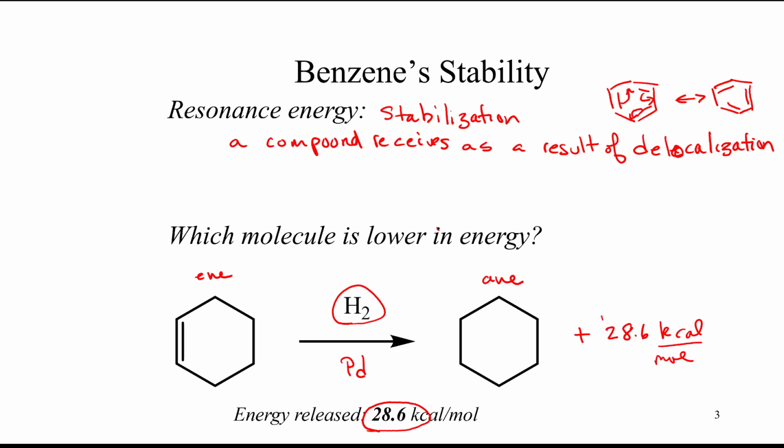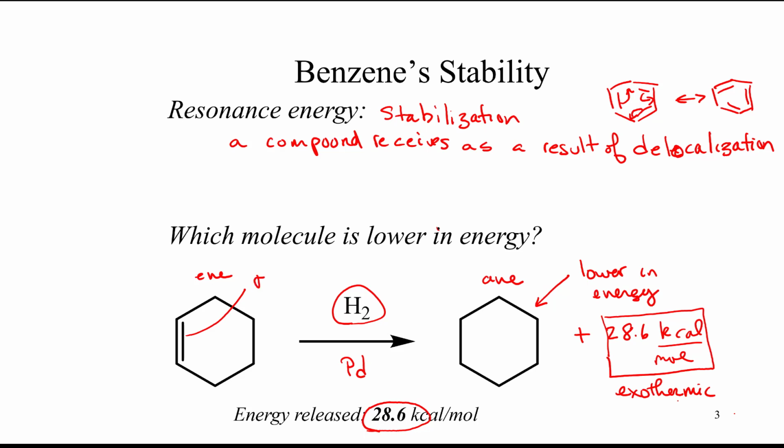Now, since this energy is released as a result of the formation of the alkane, this molecule is lower in energy. And that's true anytime you release energy. This is an exothermic reaction, which means energy is released in the process of the reaction. The reason for the lower energy is that in essence, you replace a sigma bond plus a pi bond with two sigma bonds. So you end up having extra sigma bonds. And if you remember, sigma bonds are stronger or more stable than pi bonds.